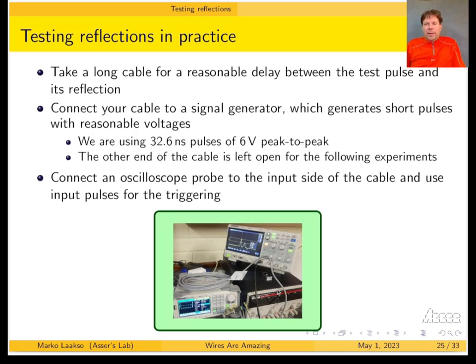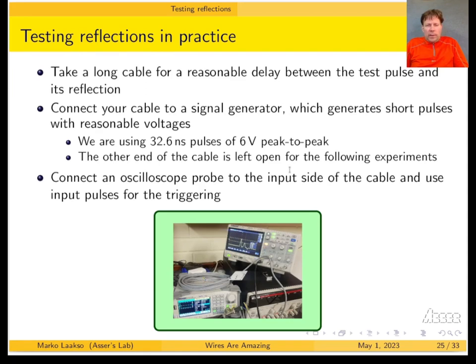Okay, let's have a look on how these things that we've been discussing can be seen in practice. Take a long cable for a reasonable delay between the test pulse and its reflections. So it has to be long enough that we can measure the input pulse and distinguish it from the reflection that propagates later on from there.